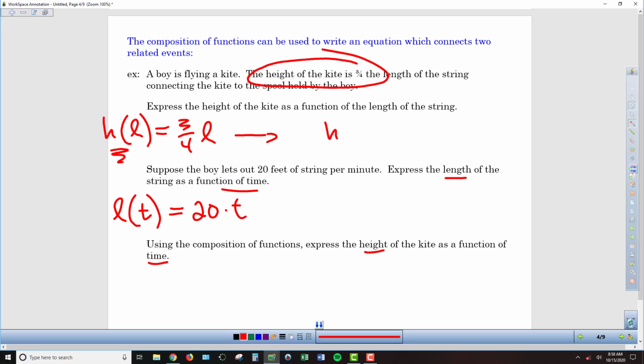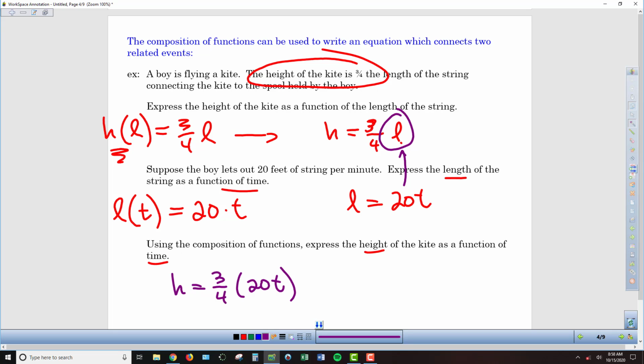So it might be easier for us, instead of seeing it in function form, to see it as h equals 3/4 L and L equals 20t. So if I want to get h in terms of t, I'm just going to do a little substitution. I'm going to replace L right here with this 20t. So we're going to have h equals 3/4 times 20t. So that gives us a function h in terms of t: 3/4 times 20 is 15t.